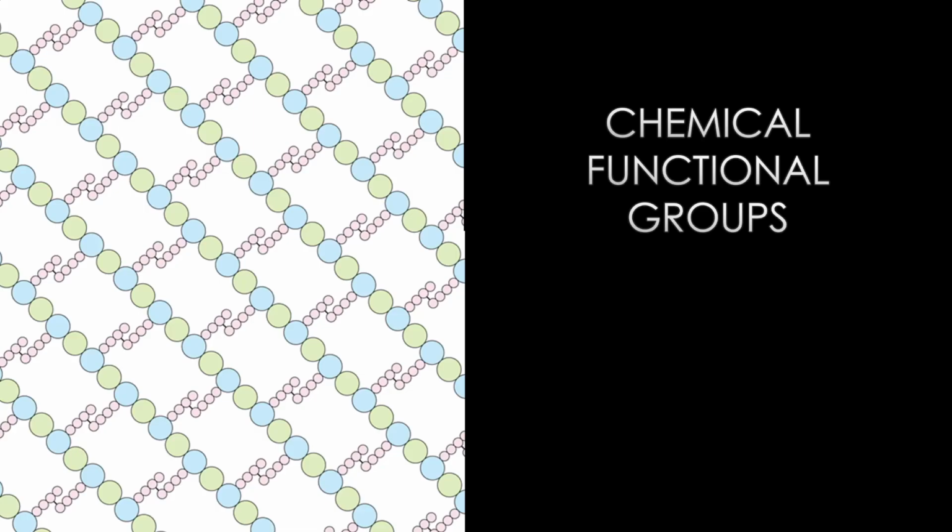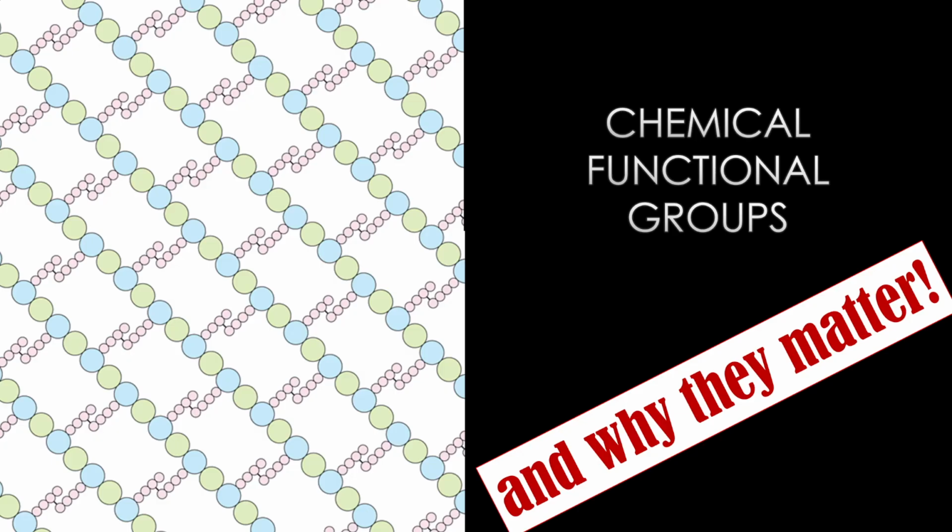Let's talk about functional groups. More importantly, let's talk about why they matter. Functional groups are small, recognizable clusters of atoms that give molecules predictable properties. Spotting these groups helps us understand everything from enzyme activity to cell structure.